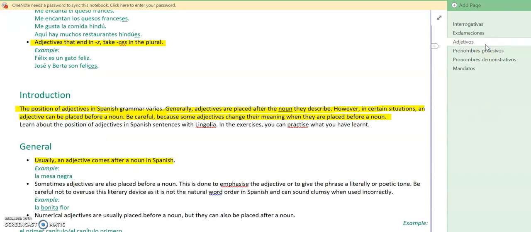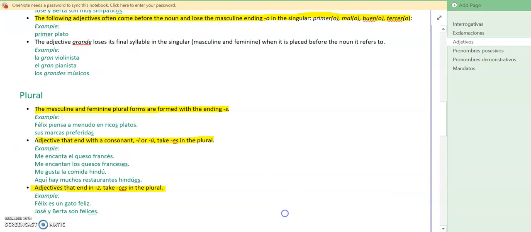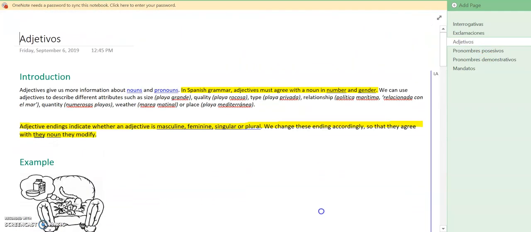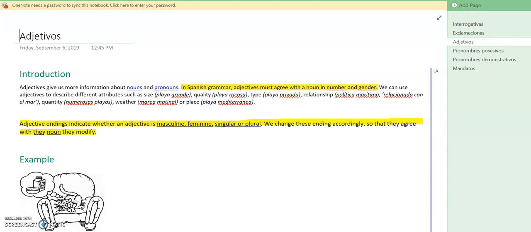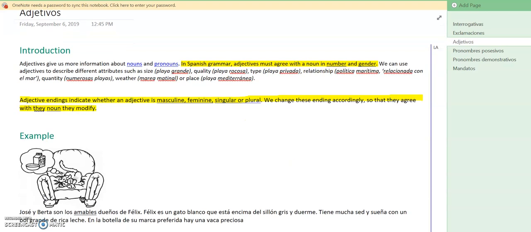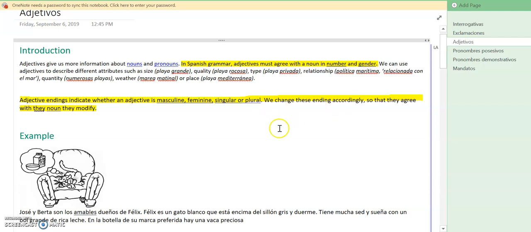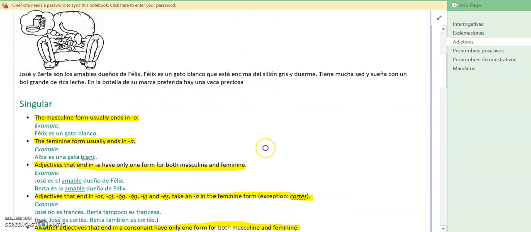And then we move to adjectives. So we're going to start at the very top. To talk about adjectives, the main thing you have to remember in Spanish with adjectives is that they match in number and gender. That is the most important part. So they're describing words that match in number and gender. And they can be feminine, masculine, singular, or plural. So that's the answer to the first question.